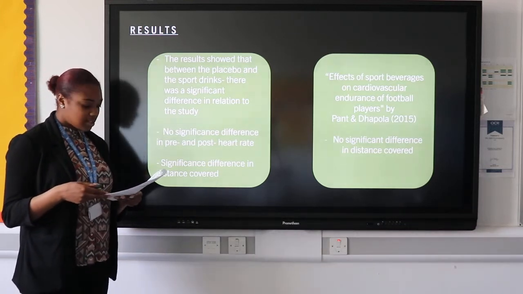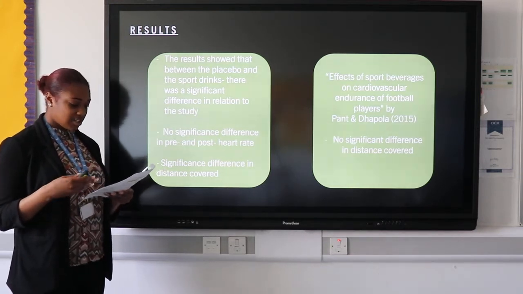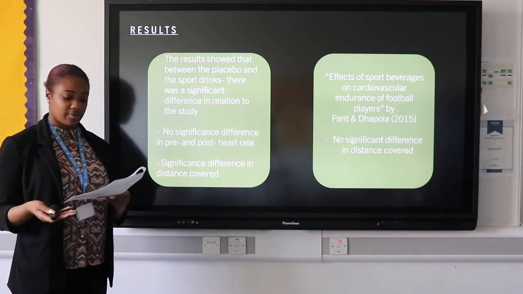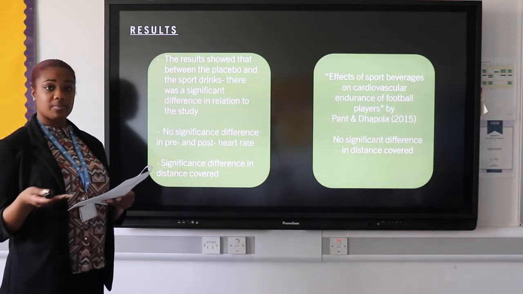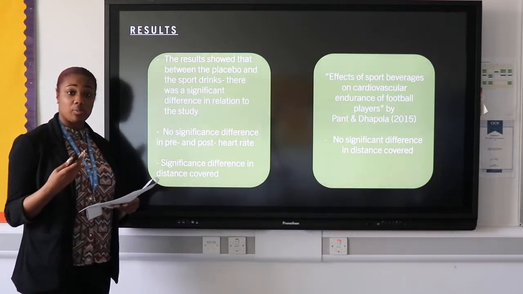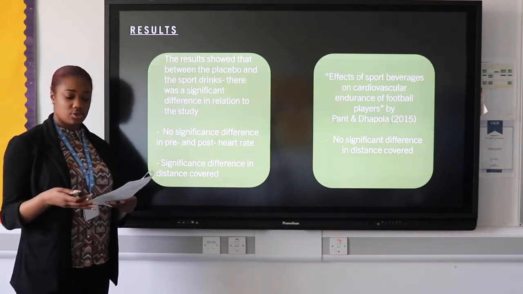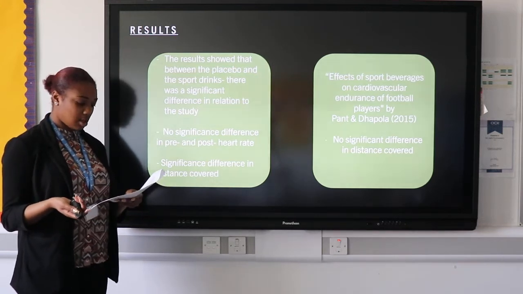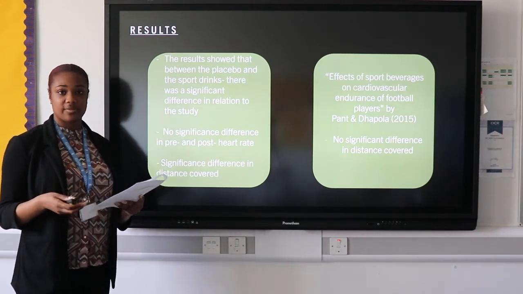And in comparison to my study, the outcomes are vastly different, because my study shows that when a sports drink is consumed, it increases the amount of distance that could be covered. The reason may be that my study used a popular sports drink for adolescents, which was the Lucozade drink, and my study was also more recent than the Pan and Polar study, which was conducted in 2015.